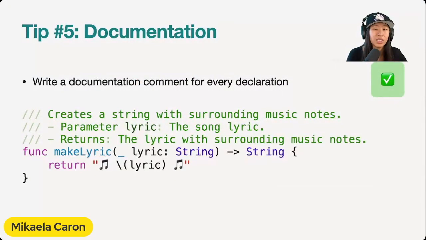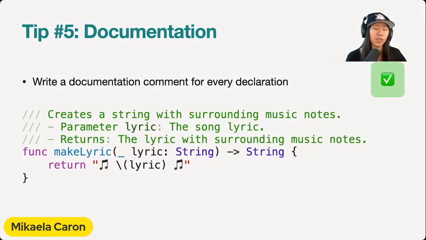Tip number 5 is about documentation. So we want to write a documentation comment for every declaration. And this is what Apple's guidelines actually say. Whether you follow it or not is up to you, but the goal is to write documentation for every declaration. So if you do, you can use 3 slashes before a function, and it would look like this, where you have "creates a string with surrounding music notes," you have a parameter called lyric, and then what it returns.